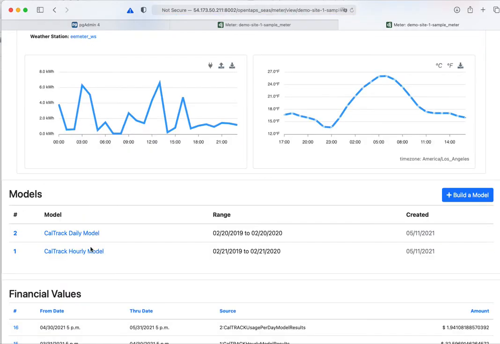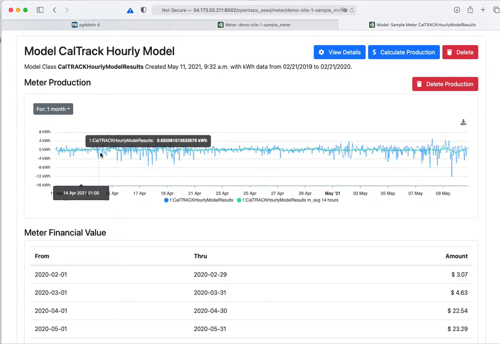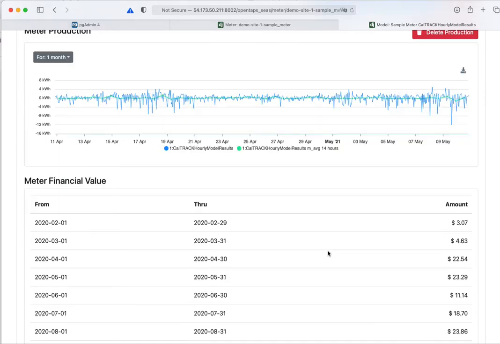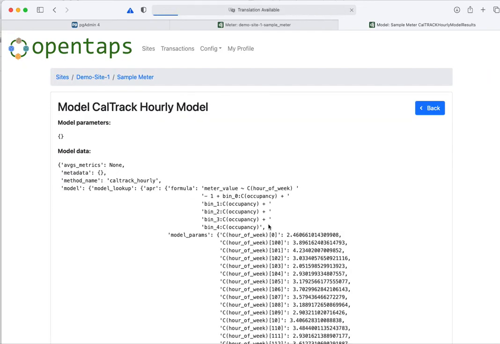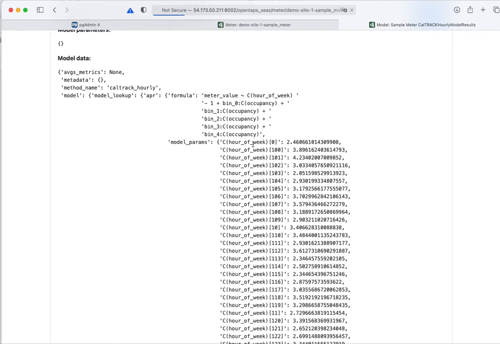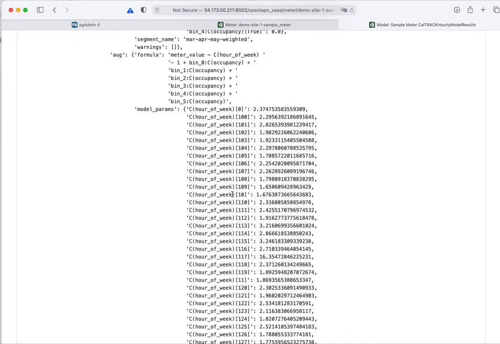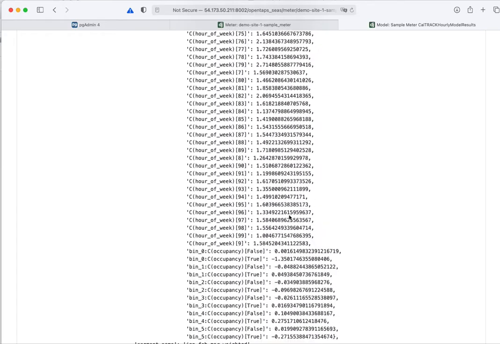And then the hourly model, same thing, except it's by the hour. So you see the zigzag is a lot more on every day, but you can also download this as well. And so then these are to view the details of the hourly model. This is much more complicated, and actually has hour of the week, because what it's trying to do is calculate your occupancy based on the hour of the week for each month of the year. So this is a much more complicated model.